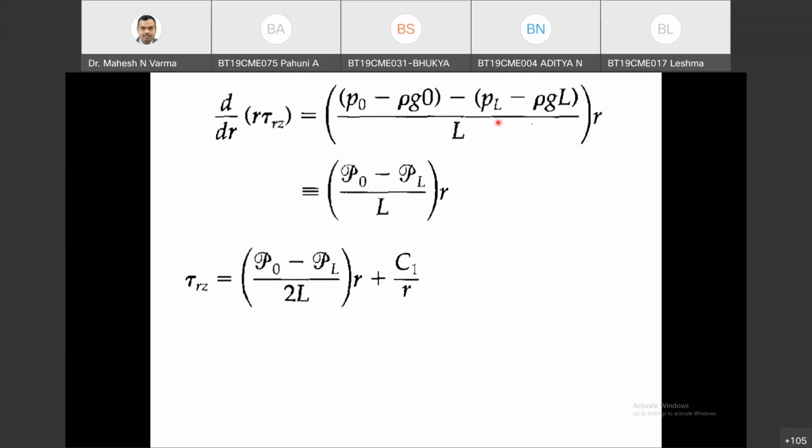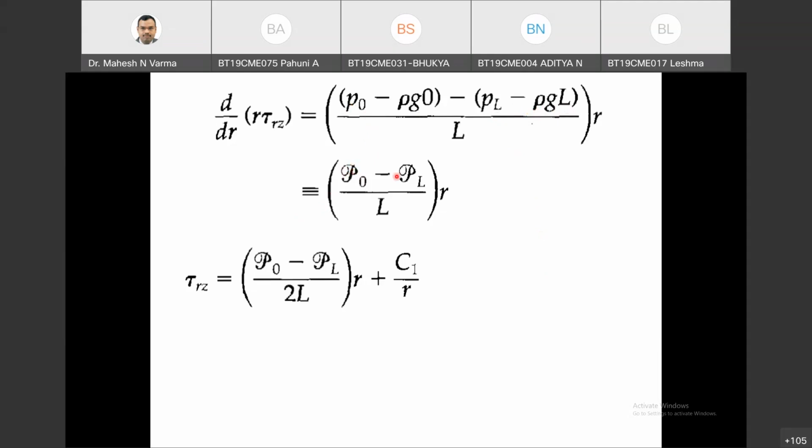That combination will be the pressure, and because this flow is in the negative direction, a negative sign is coming, plus rho g into h. So this is the pressure we are measuring using the pressure gauge.